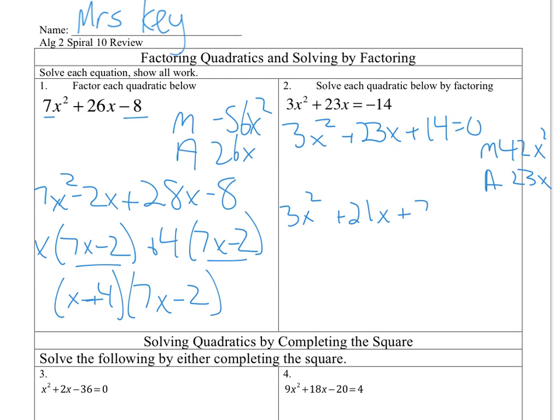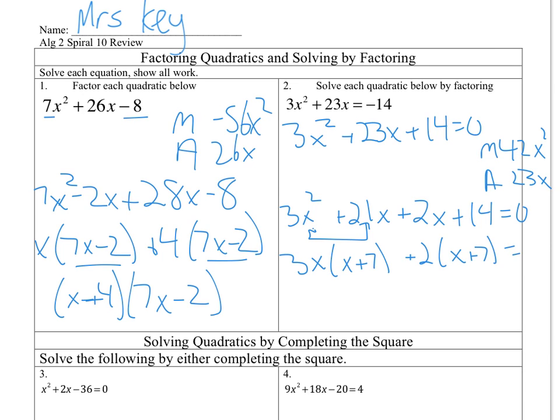And 2. Factor, factor. Look at those first two. I can take a 3 out. I'm left with x plus 7. I can take a 2 out. I'm left with x plus 7. So then I'll have x plus 7, 3x plus 2. Set both those equal to 0, and you'll get negative 7 and negative 2/3.